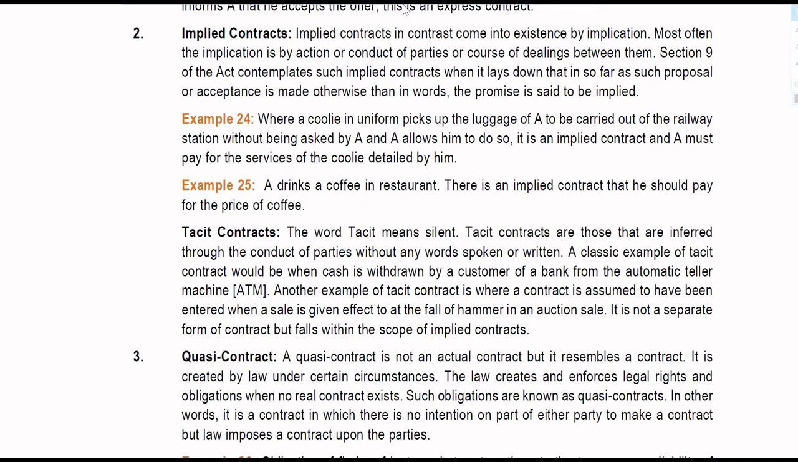See, a tacit contract is a contract where a person takes out money from the ATM and does that work without anything spoken. Thus, this is a tacit contract.